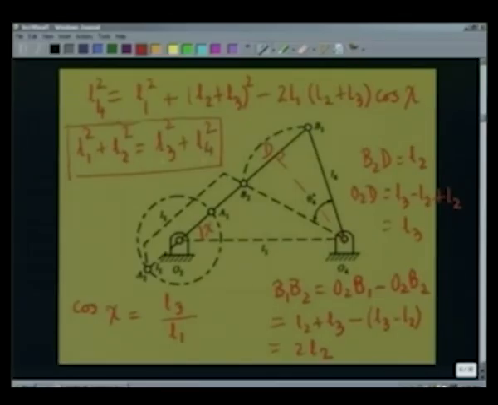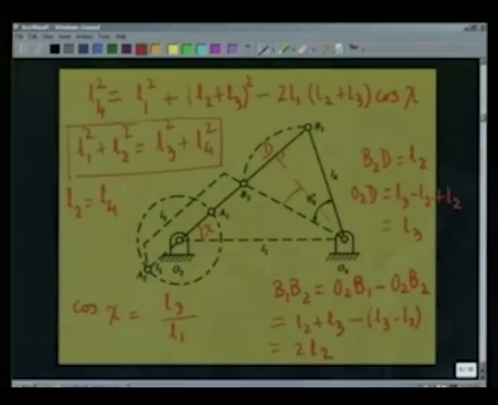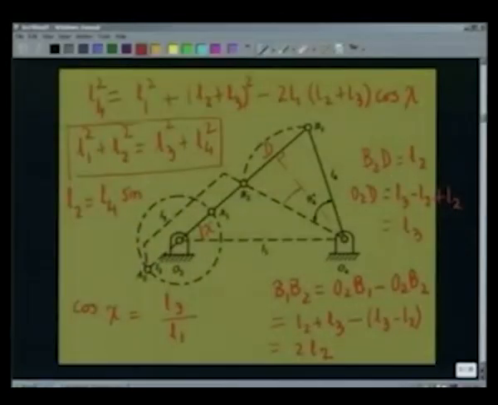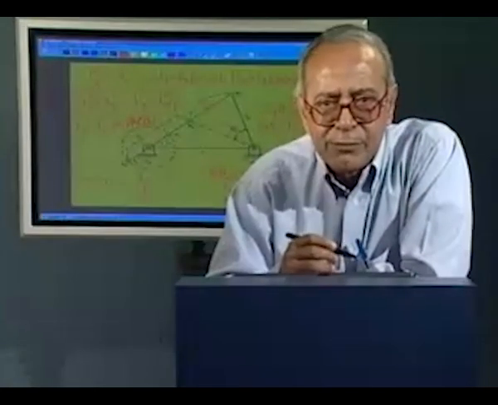Not only that, we can also see that B2D, which I have got as L2, is nothing but L4 sine of theta 4 star by 2, because this angle is theta 4 star by 2. So, there is another relationship for such a linkage without quick return, that the crank length must be follower length into sine of theta 4 star, that is the swing angle of the rocker, divided by 2. So, these are the two very important relationships which can be used while designing a mechanism.